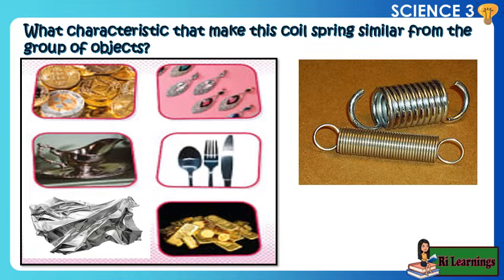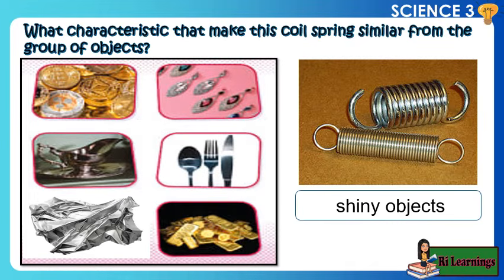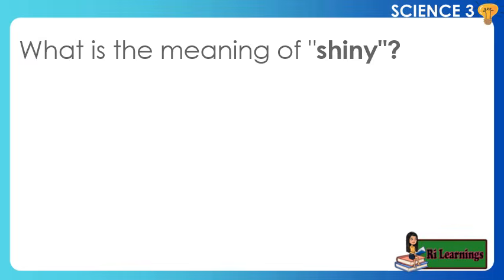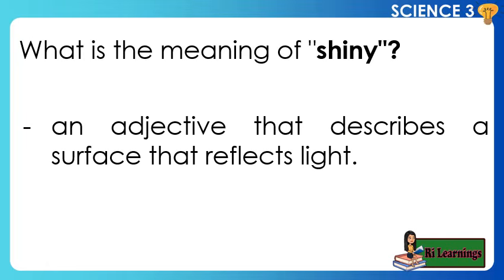What characteristic makes this coil spring similar to the group of objects? They are shiny objects. What is the meaning of shiny? An adjective that describes a surface that reflects light.